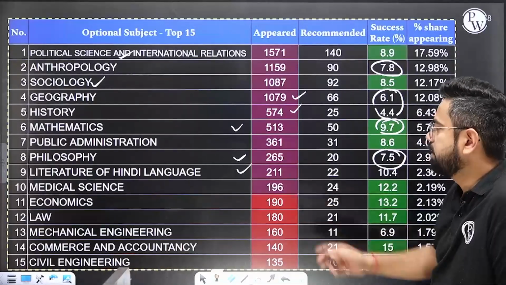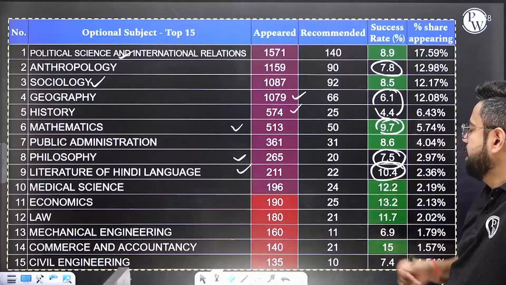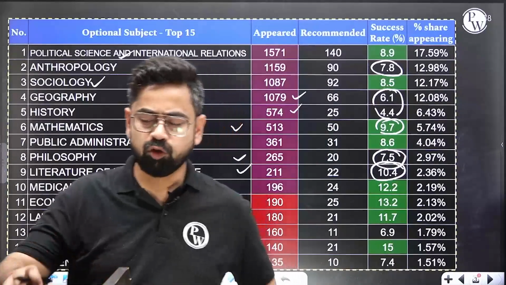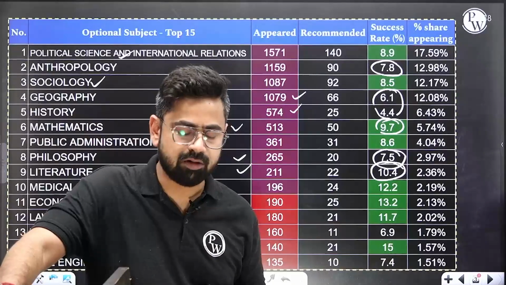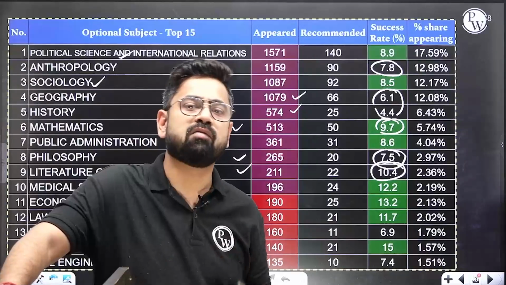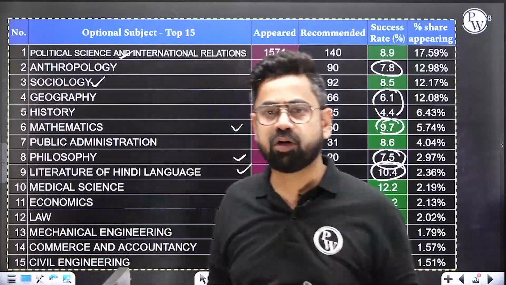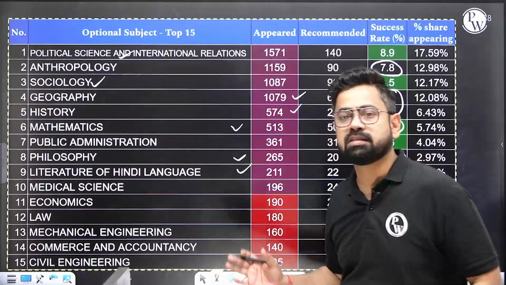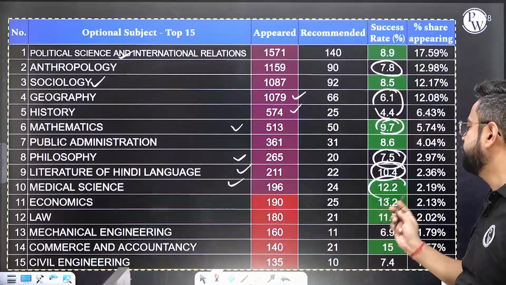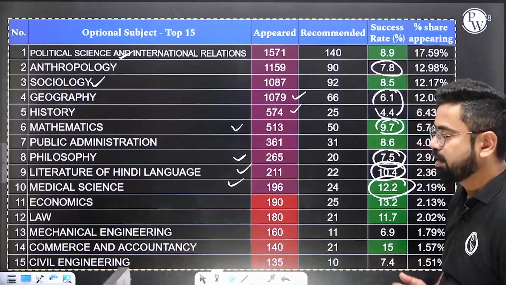Hindi language literature, my apologies, is also ensuring 10.4%. So those who have doubts about Hindi literature as an optional, you must understand that the success rate of Hindi literature is very high. You can definitely opt for it if you have some understanding or background in it. Similarly, if you have a background in medical science, the percentage is very high, 12.2%.